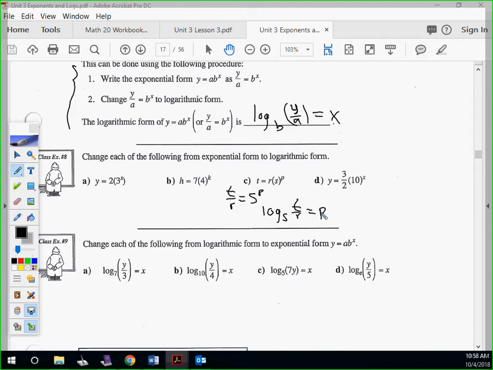3/2, just a little tricky. You're going to do the reciprocal, right? So 2/3 is going to the other side. So it's going to be 2y over 3 now equals 10 to the x. And then we're going to change that. Log base 10 of 2y over 3 equals x.